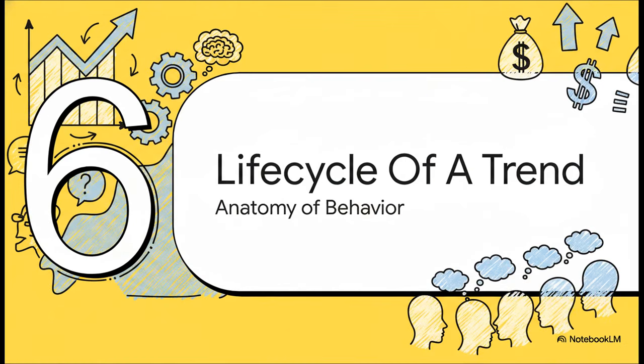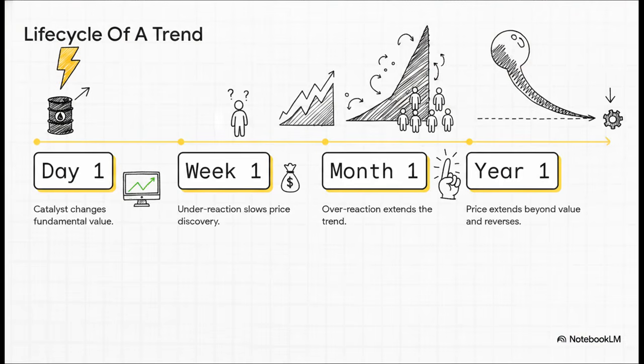Which brings us to our final section, Part 6, the life cycle of a trend and the anatomy of market behavior. So, why do these trends even exist in the first place? If markets were perfectly efficient like modern finance theory claims, prices would instantly adjust to new info. There'd be no momentum to ride. Well, you can treat a financial trend almost like a living organism. It's born from a sudden catalyst, like an unexpected earnings report or an oil shock, but the market doesn't instantly price this in. Human bias causes an initial underreaction. People are slow to adjust.